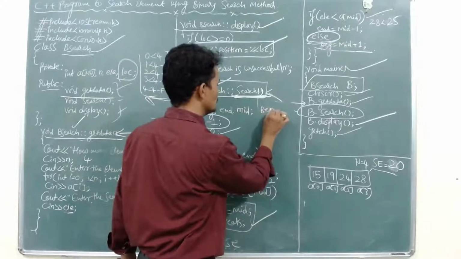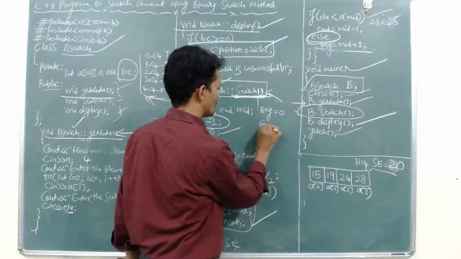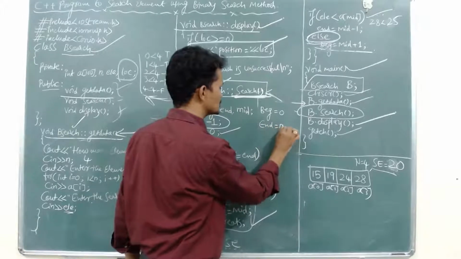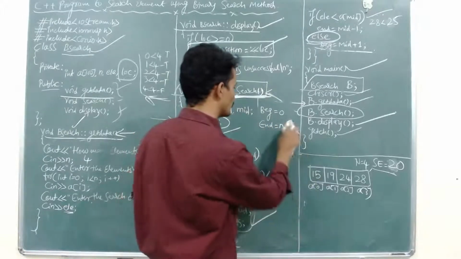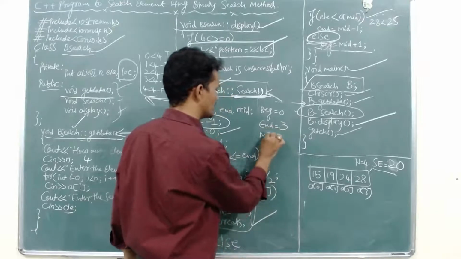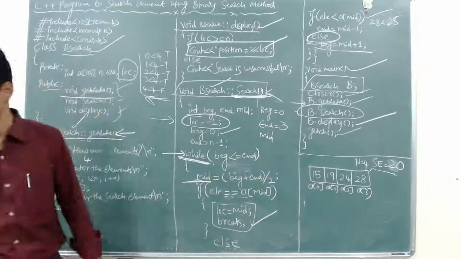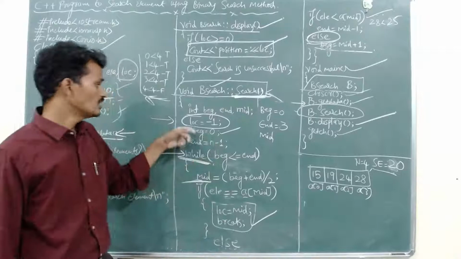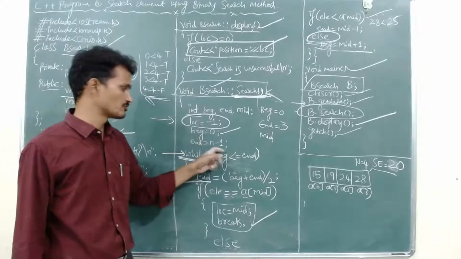Begin is equal to 0, end is equal to n minus 1. N minus 1 means 4 minus 1 is 3. Directly I'll write 3. Okay. Mid we need to calculate. Begin equal to 0, end equal to n minus 1. 4 minus 1 is 3.